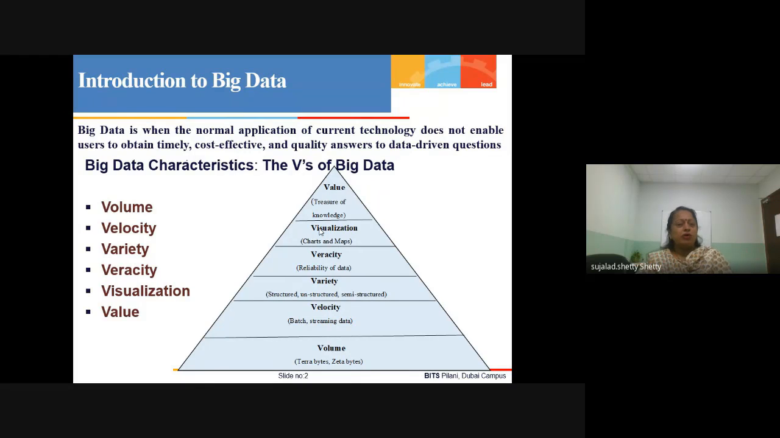And then finally, from all of this, we must be able to get some value out of data. Because even if you're looking at systems like Facebook or Twitter, finally, what is the value that they're getting from all this?